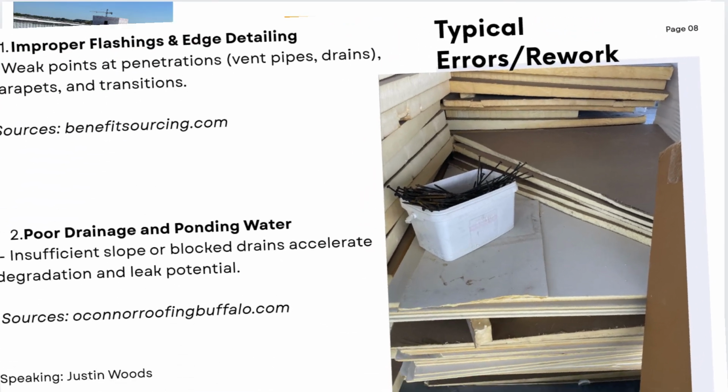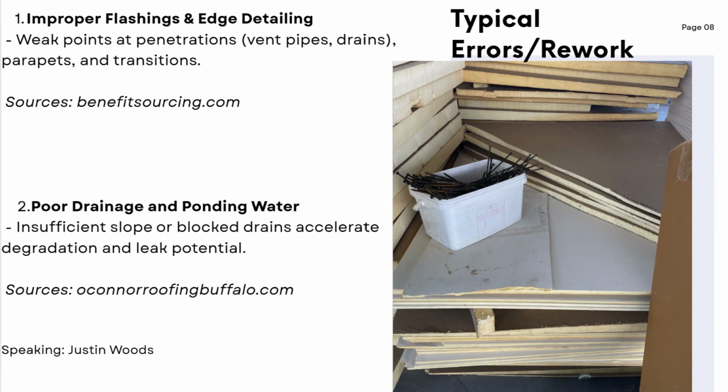For typical errors and rework, the first thing on the list is improper flashing and edge detailing. This is weak points at penetrations such as vent pipes and drains, parapets, and transitions. The second item is poor drainage and ponding water. This is insufficient slopes or blocked drains, which accelerate degradation and leak potential.